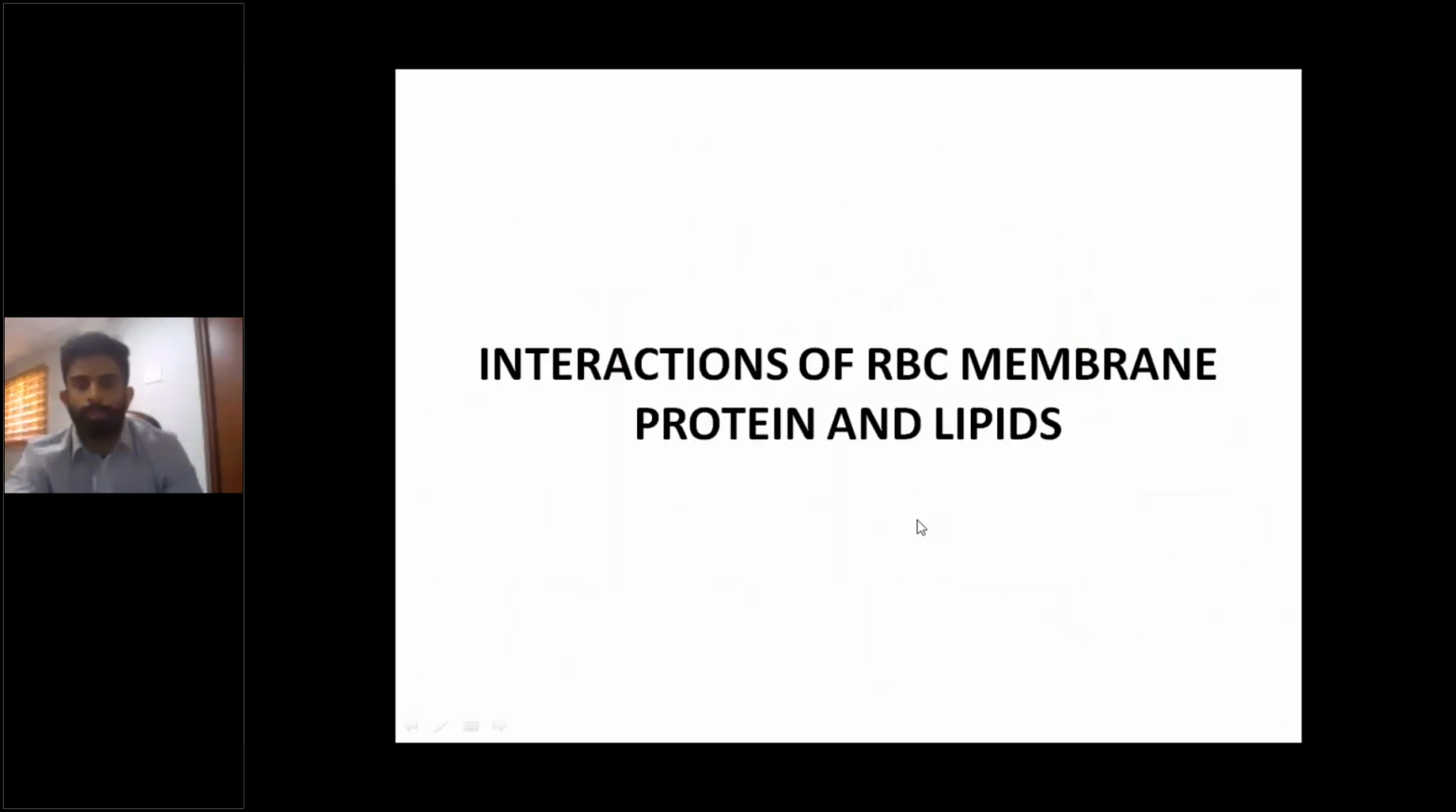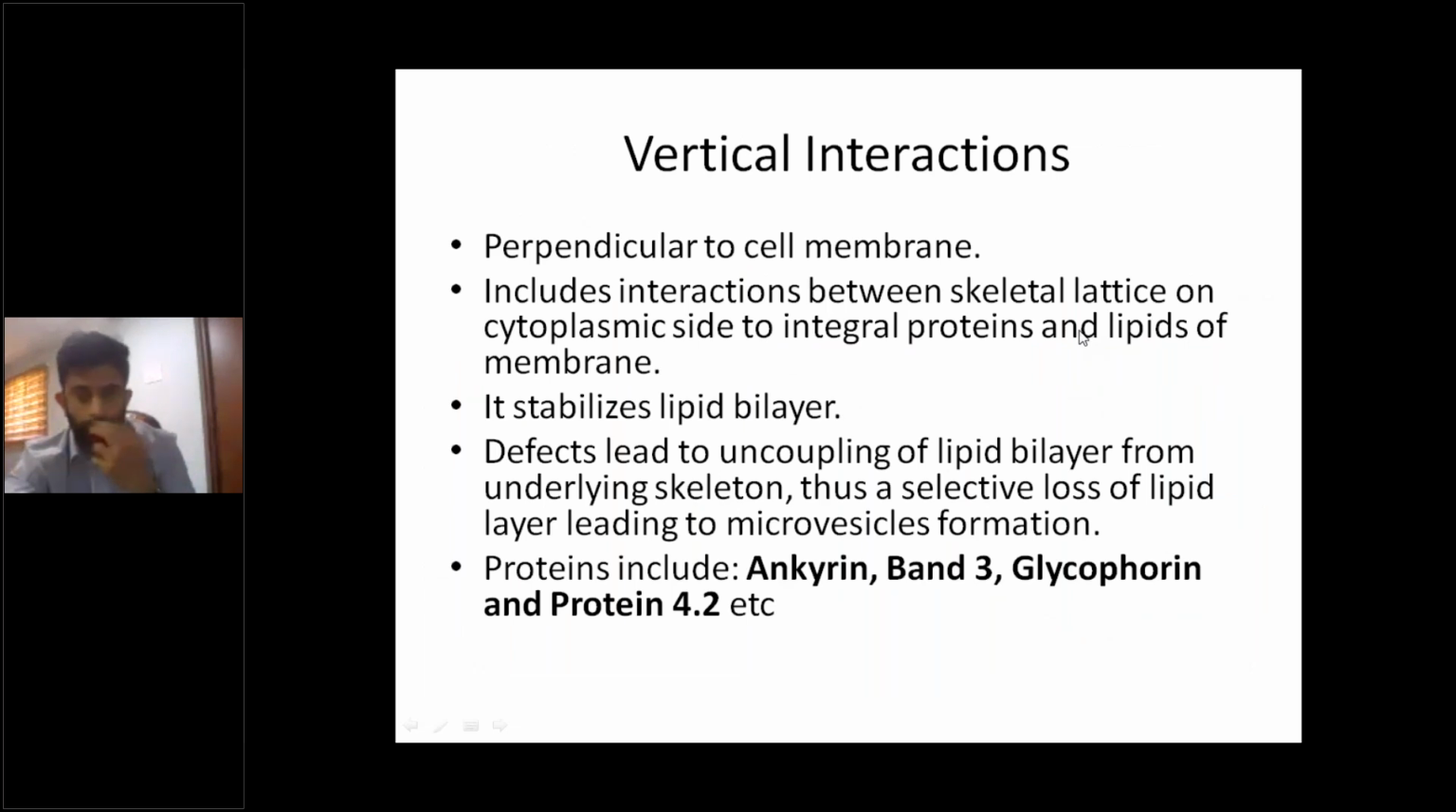Now, interactions of RBC membrane protein and lipids. Vertical interactions are perpendicular to the cell membrane. They include interactions between the skeletal lattice on the cytoplasmic side and integral proteins and lipids of the membrane. It stabilizes the lipid bilayer, which maintains the biconcave shape of the RBC. Defects lead to uncoupling of the lipid layer from the underlying skeleton. Thus, a selective loss of lipid layer occurs, leading to microvesicle formation. The proteins include ankyrin, band 3, glycophorin, and protein 4.2.